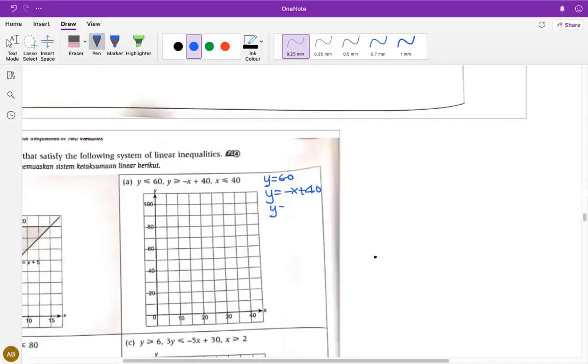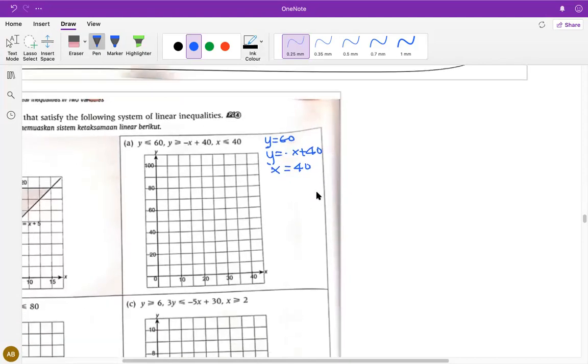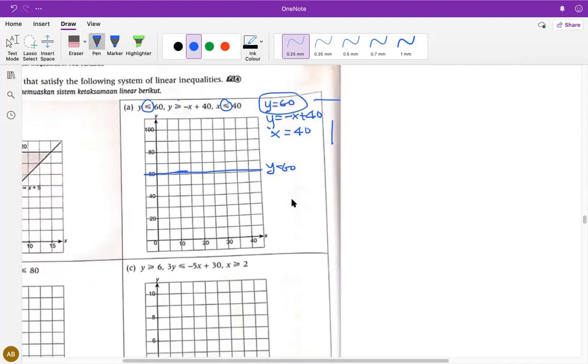Okay, sorry. So this one is x equals 40. This one is easy, right? This is a horizontal line, this is a vertical line. So it's a full line because of more than or equal and less than or equal. So this is y equals 60, or you have to use a ruler. So this one is x equals 40.